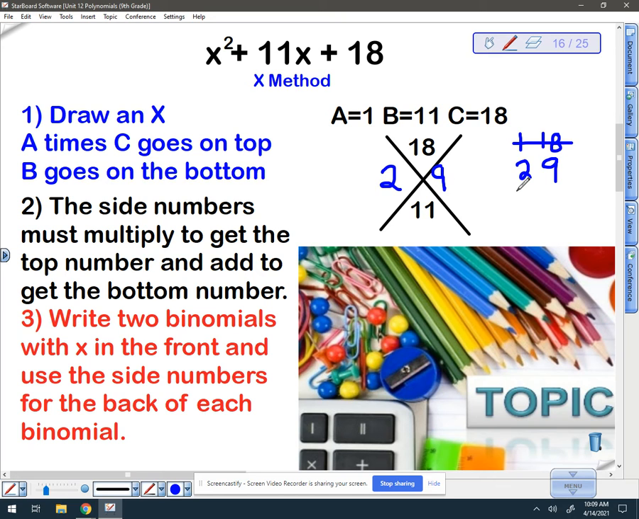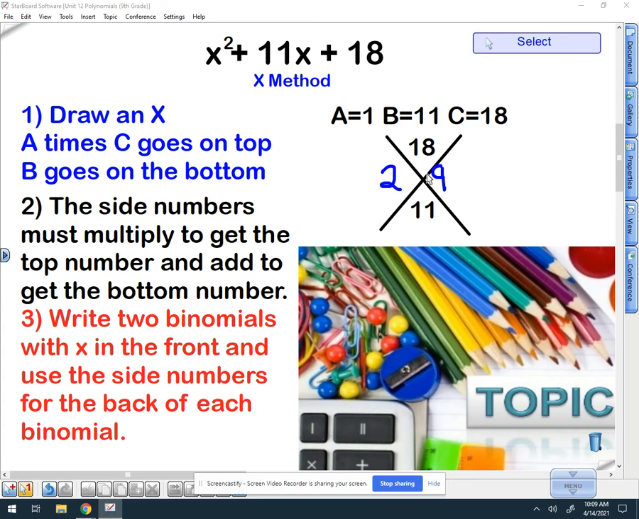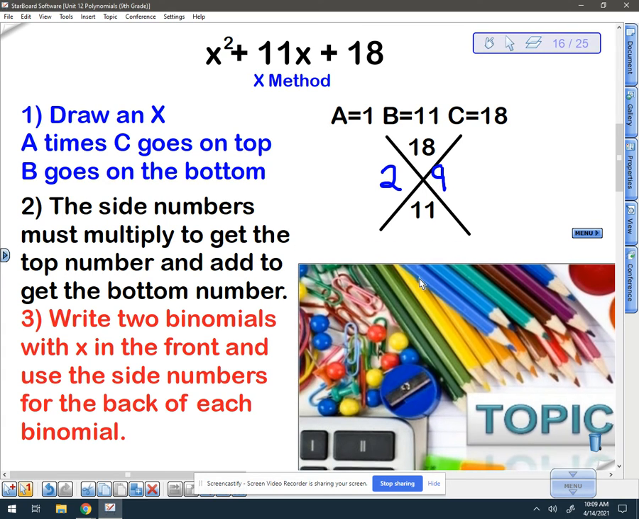All right. Other things you could look at: okay, well, 6 times 3 is 18. Yep. But is 6 plus 3 equal to 11? Nope. So that doesn't work. So you're just going to try the different things until you come up with numbers that multiply to give me the top number and add to give me the bottom number.